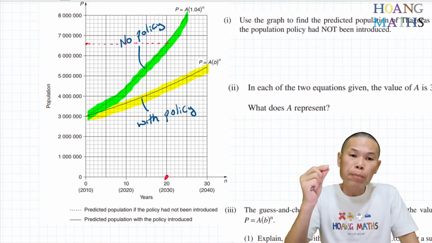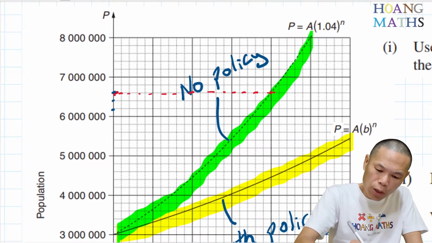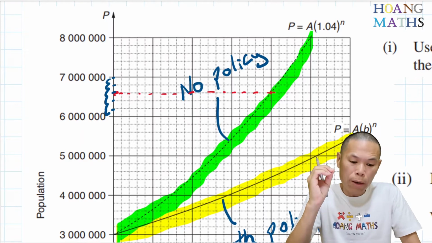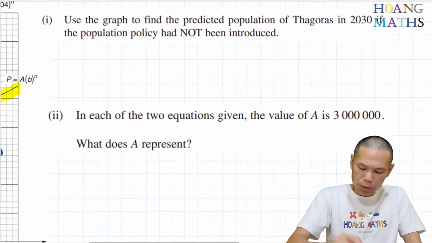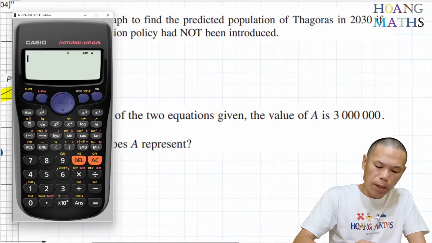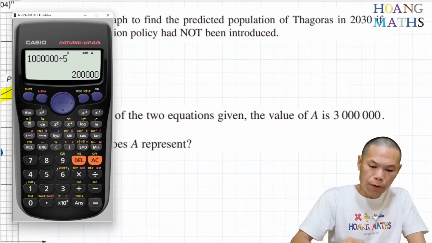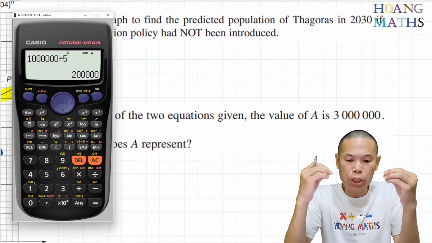So each gap is going up by how many? Okay. So we have 1, 2, 3, 4, 5. So each of these is 1 million. So therefore, we just go 1 million divided by 5 because we cut into 5 gaps. So let me just use the calculator. If I go 1 million divided by 5, it should go up by 200,000 people each gap.